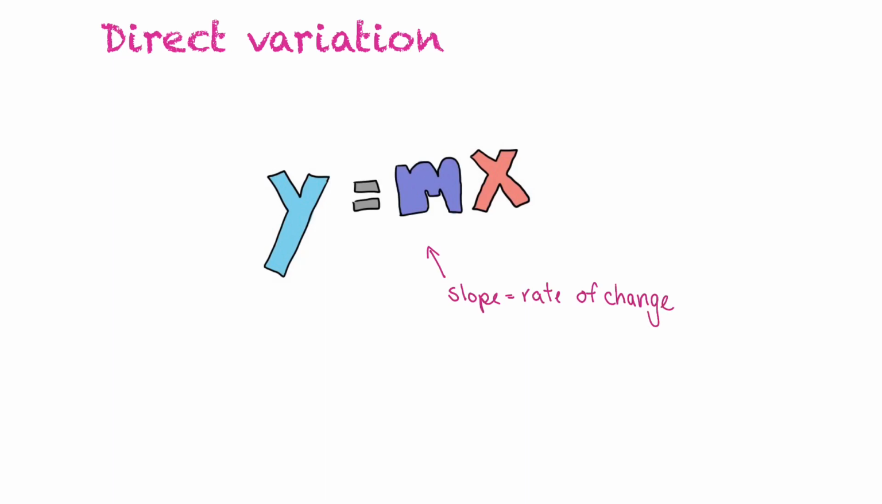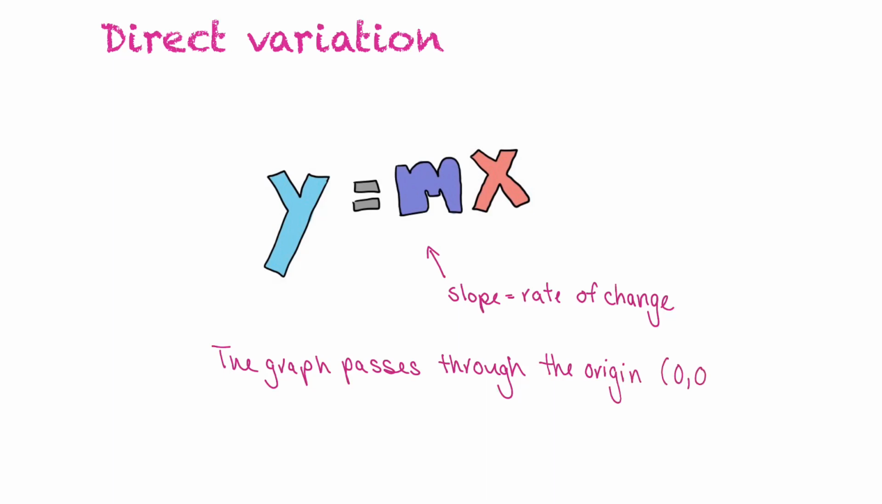And the other thing that we have to note with direct variation, that the graph passes through the origin, which is also known as (0, 0). So there's two key parts to direct variation. The graph has to go through the origin, and it has to go up by the same rate.